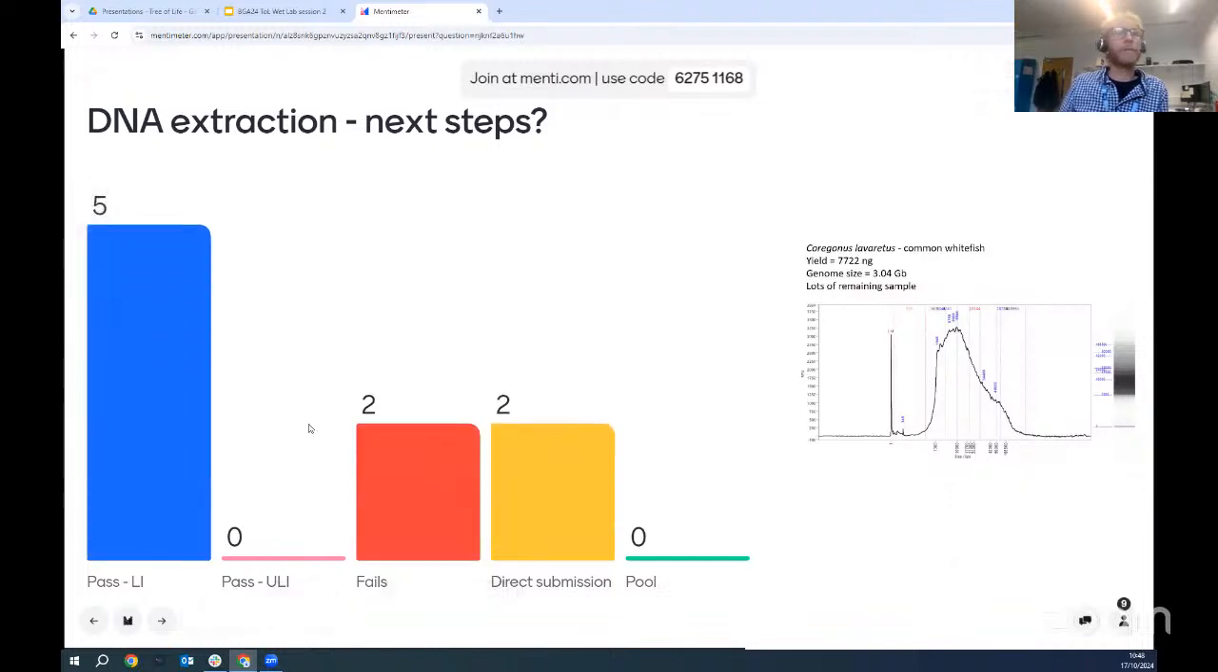Yeah, so we have 5 in the pass for LI. We have 2 fails and 2 direct submission.